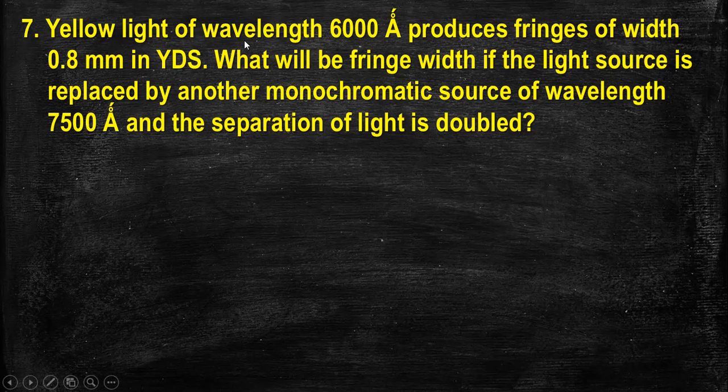Yellow light of wavelength 6000 angstrom unit produces a fringe of width 0.8 millimeter in Young's double slit experiment. What will be the fringe width if the light source is replaced by another monochromatic source of wavelength 7500 angstrom unit and separation of light is doubled?